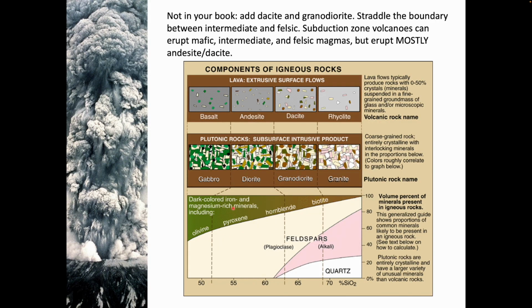And in addition to these, I will add dacite and granodiorite. These are at the sort of felsic end of the intermediate part of the spectrum. These are your most common rocks that you are forming at subduction zones. It's going to be mostly andesite and dacite. Subduction zone volcanoes, again, can erupt mafic, intermediate, and or felsic magmas, but most of their eruptions are going to be andesite or dacite.